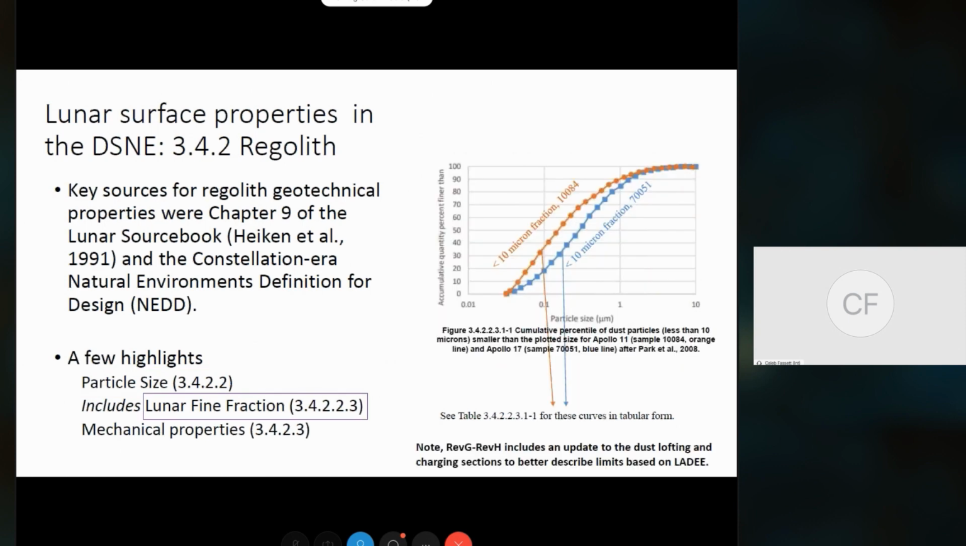And of course, the finer fraction is more open, as Joel already alluded to. The particle size distribution of dust has only been measured a few times. And so we have a table for these in the DSNE, but obviously more measurements would be better. So that's something to think about. One of the revisions in Rev H is actually an update on how dust, where the finest fraction of the particles behave based on lattice. Next slide, please.